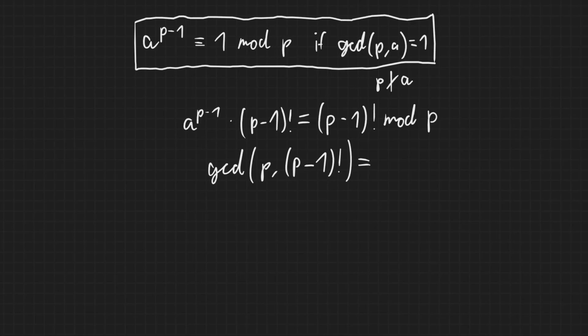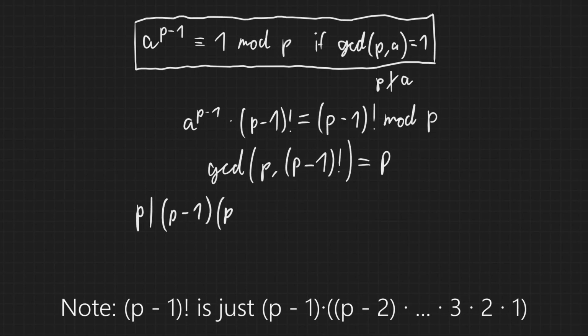Remember, we are talking about a prime number, so the only way the GCD is not 1 is if the GCD is p, because the only divisors p has are 1 and p. And the only way that the GCD is p is if p minus 1 factorial is divisible by p. So let's verify that this is not the case. Let's assume that p did divide p minus 1 factorial. p minus 1 factorial can be written as p minus 1 times p minus 2 factorial.